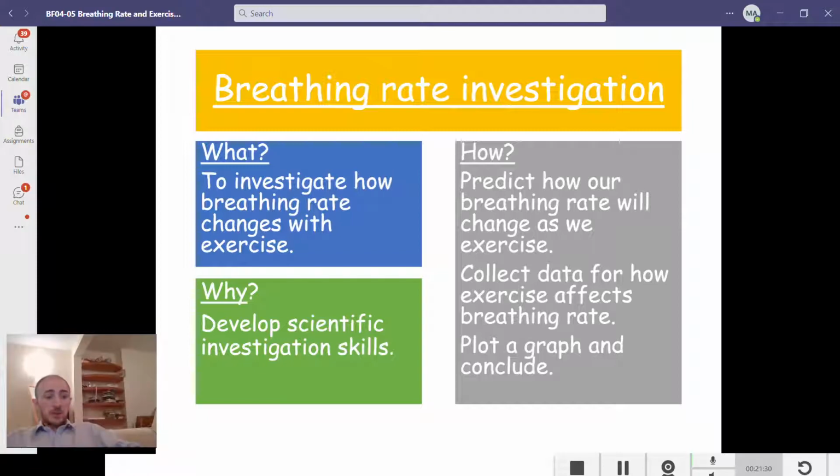Right. So you've got your resting breathing rate. Now, the next thing you're going to do is, once you've written your method and your results table, so after this bit, you're going to pair up and you're going to pick 5 exercise types.